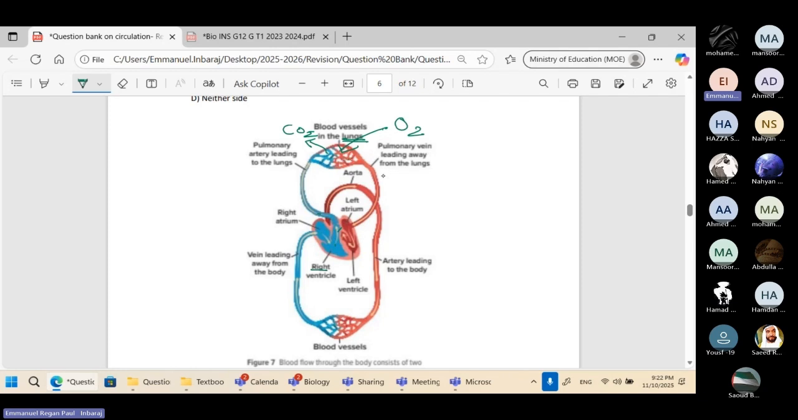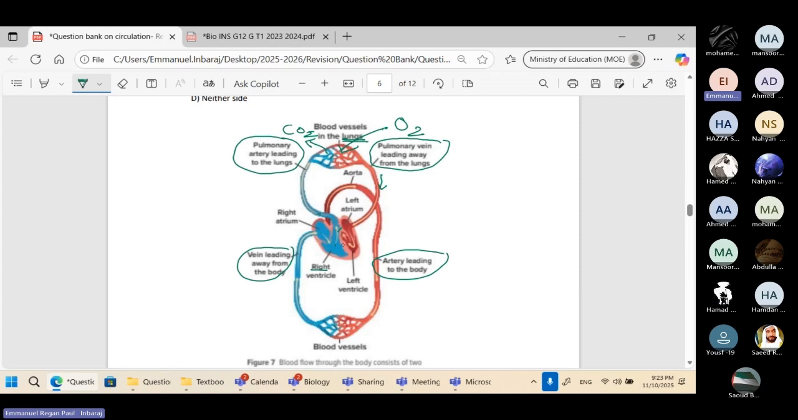Now this oxygenated blood will go again to the heart, to the left atrium. From left atrium, it goes to left ventricle. And then the blood goes through the aorta to the body parts. Now you look very carefully here. In this picture, what you should remember, look at this pulmonary artery. This is pulmonary artery. What is this? Pulmonary vein. And this is aorta leading to the body, that is artery, and this is vein. So remember this is the blood flow diagram.